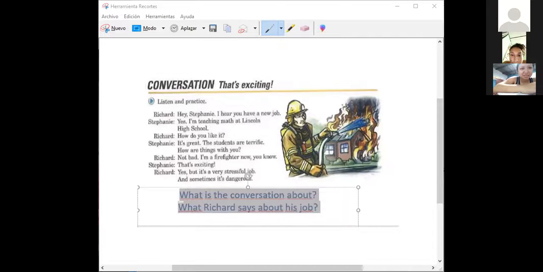No, le dice, por ahorita soy bombero, pero es algo como excitante o pesado. Sí, le dice, pero todos los días constantemente él piensa en, porque es muy peligroso su trabajo, ¿verdad que sí? Sí. Yes, dice, pero es muy estresante mi trabajo y muy, muy.